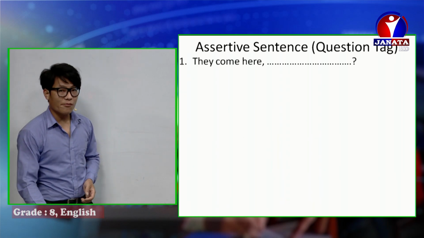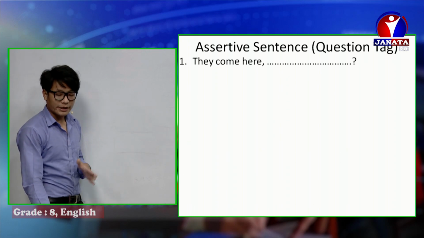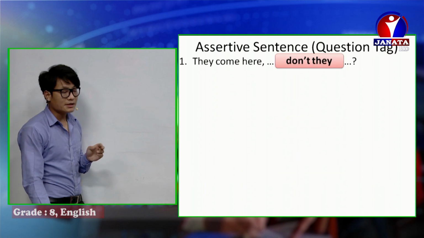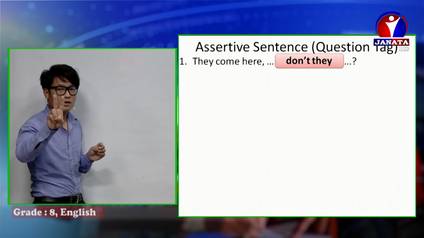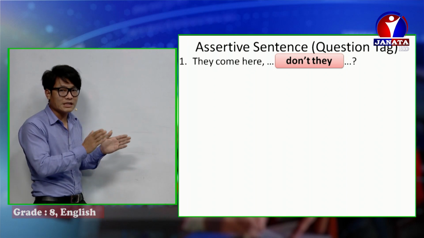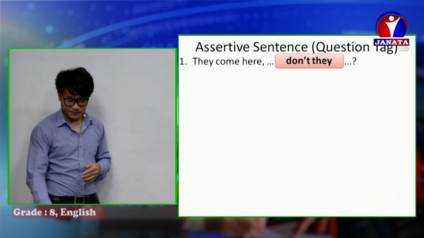So let's have more practice. They come here. So they will be there. They, and come is a verb 1. Verb 1 means a simple present, and it has two auxiliary verbs, one is do and the other is does. So they takes do, and they come here. This is a positive statement. That's why the question tag is don't they.